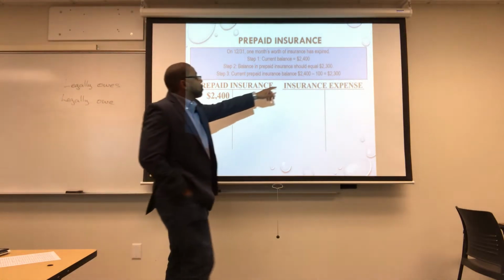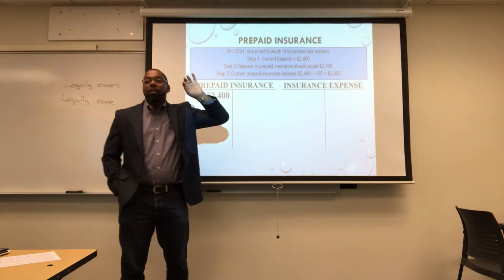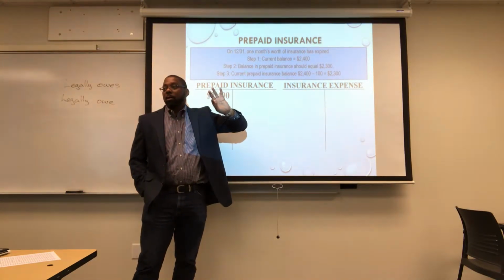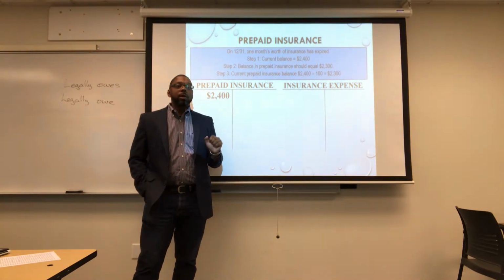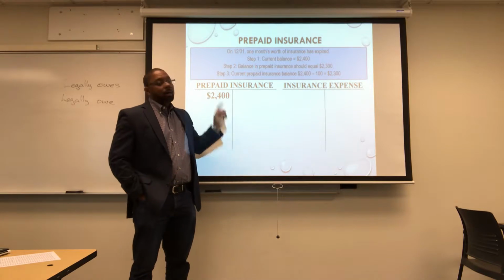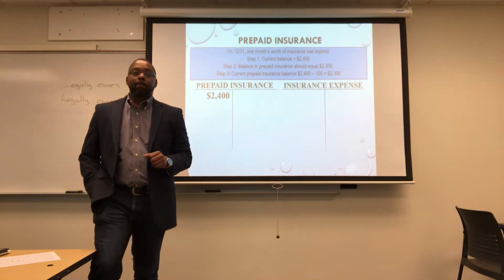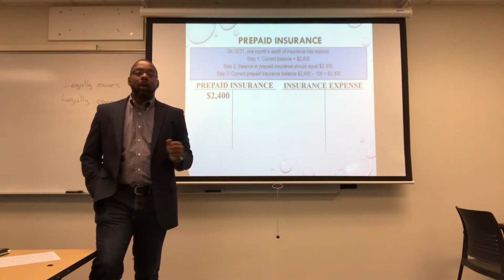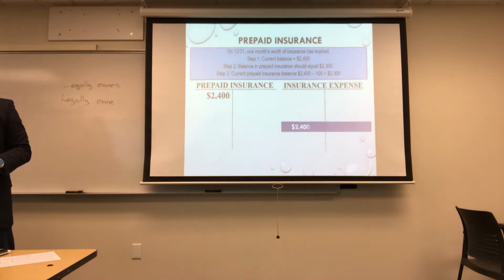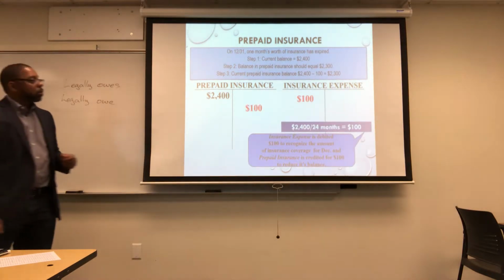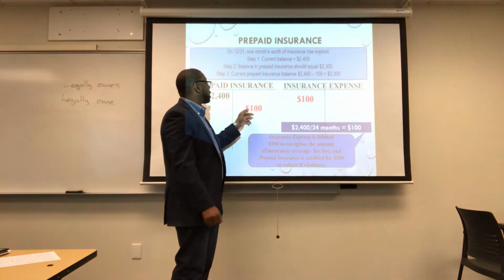However, we're going to use $100 a month. So let's say we bought the insurance December 1st. Now it's December 31st. A month has been used. So we need to subtract 1 month's worth of insurance from prepaid insurance. Well, how are we going to accomplish that? We're going to debit insurance expense and credit prepaid insurance.